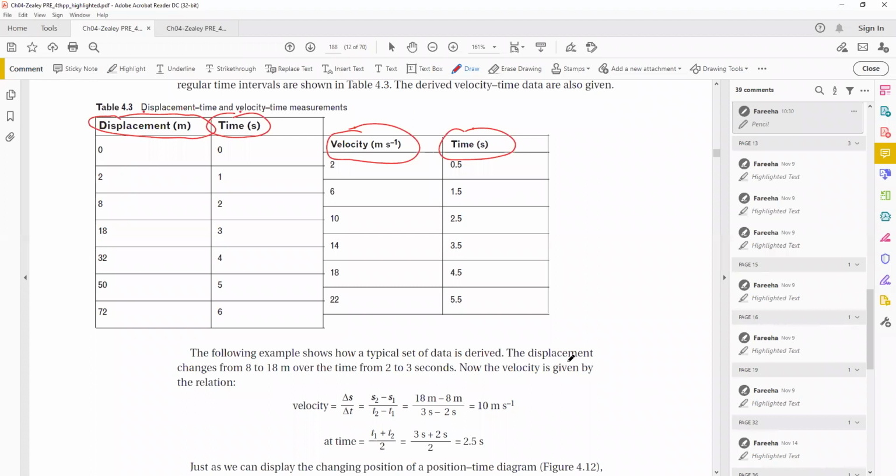This shows that the displacement changes from 8 to 18 meters over the time from 2 to 3 seconds. So when you look at the time 2 seconds to 3 seconds, this is, let's say, T1, and this is T2. The displacement is changing, this is S1 and S2, from 8 to 18 meters. If you want to calculate the slope or the velocity in this case, you can use the same method of delta S over delta T, which is S2 minus S1 over T2 minus T1. You can put in the values and calculate the velocity, right?